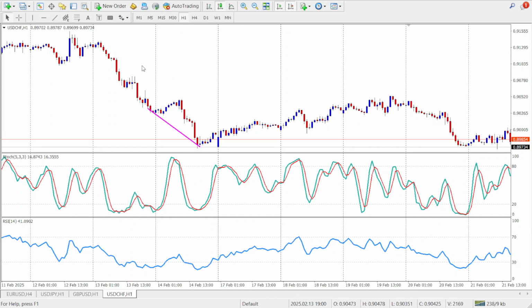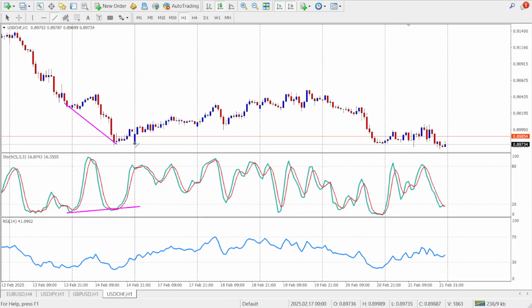We had the price making lower lows, but you can see that the indicator made higher lows. So this indicated that a bullish reversal was incoming. This is what we call a regular bullish divergence. Okay? We have two main types of divergence, which are the regular divergence and the hidden divergence.